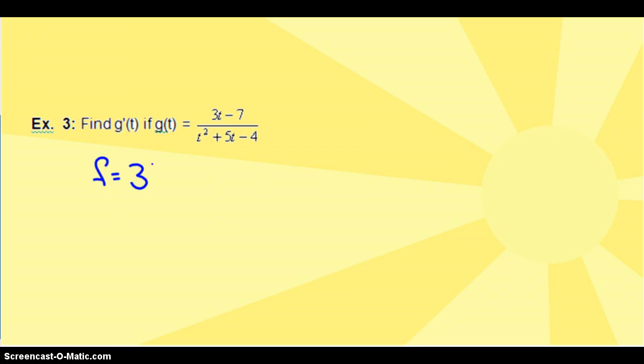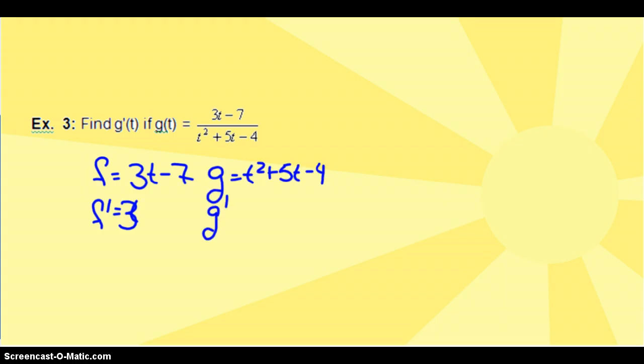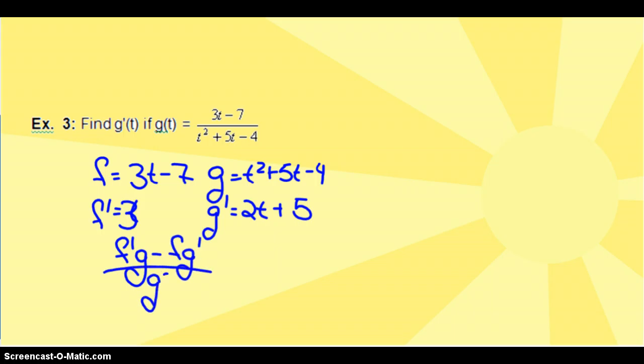So f is 3t minus 7. F prime is 3. G is t squared plus 5t minus 4. G prime is 2t plus 5. So yes, if you do not know the power rule, it is definitely becoming a pain at this moment. So you'll definitely want to work on that. Here's my rule, and let's plug in.